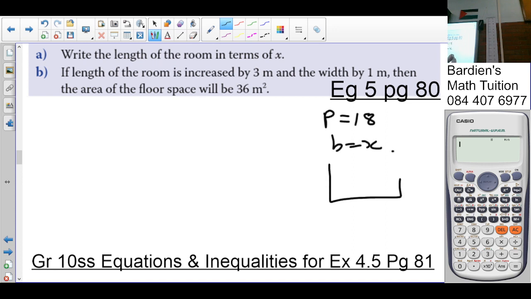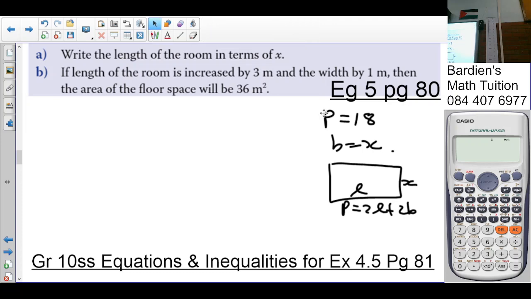So if we look at the room, the perimeter is going to be 2 length plus 2 breadth. So we're letting the breadth be x, and the length is of course L. The first question says write the length of the room in terms of x. There are two formulas given here. Area is equal to length times breadth, but we weren't given the area of the room. However, we are given the breadth of the room and the perimeter. So as you can see, for that equation I have one unknown, which is L.